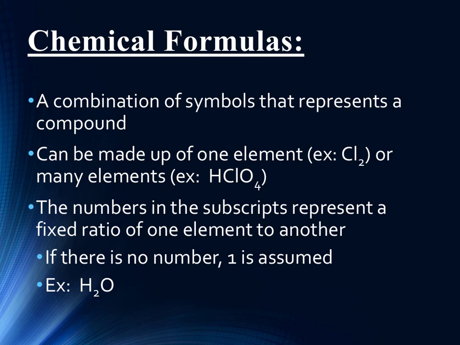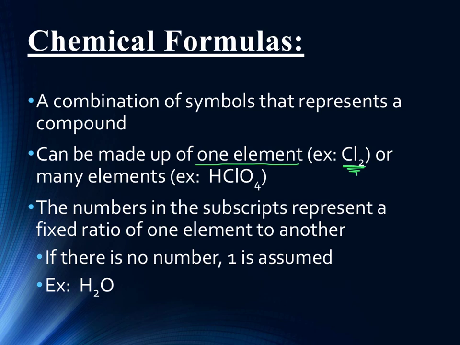We know that a chemical formula is a combination of elemental symbols to represent a compound. And sometimes a compound can be made up of just one element, like our example here of chlorine gas. Chlorine is one of the 7 diatomic elements, one of the magnificent 7. That's hydrogen, nitrogen, oxygen, fluorine, chlorine, bromine, and iodine. The magnificent 7 diatomics, which we'll talk about more later.